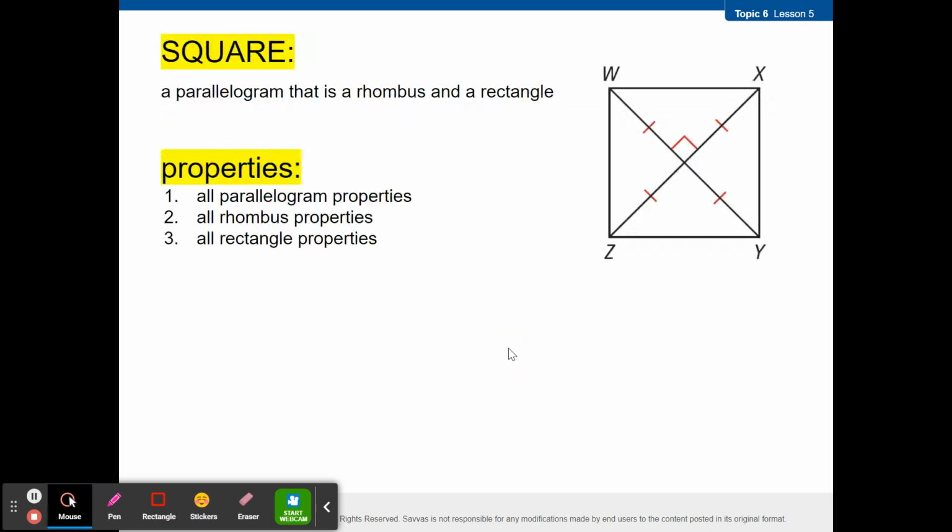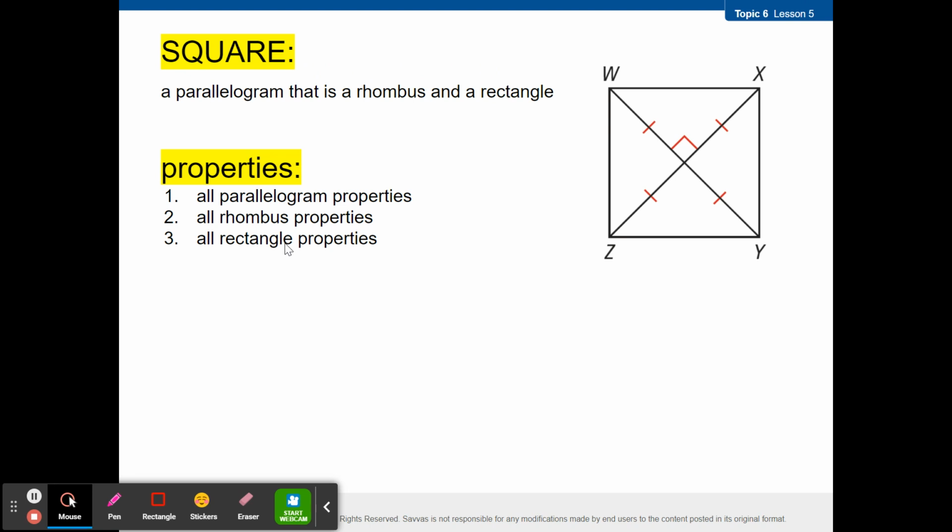Sorry, we're moving on to squares. All right, so again, open that foldable. A parallelogram is a square if all sides are congruent, all angles are 90 degrees, diagonals are congruent, and diagonals are perpendicular bisectors. Rectangles do not have perpendicular bisectors. So a square has the properties of all parallelograms, all the properties of the rhombus, and all the properties of the rectangle.